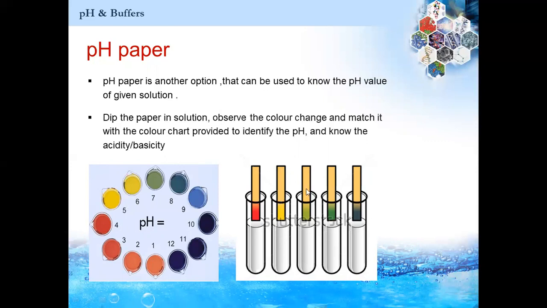So this is also a very simple and easy method: just take a pH paper, dip it in the required solution whose acidity or alkalinity you want to know, and compare it with the color chart indicator, and you can know the pH value range, how acidic or how basic the solution is. But all these are not very accurate methods. We will see in our coming video that using a pH meter is the best option to know the exact pH value or the acidic or basic condition of a solution.